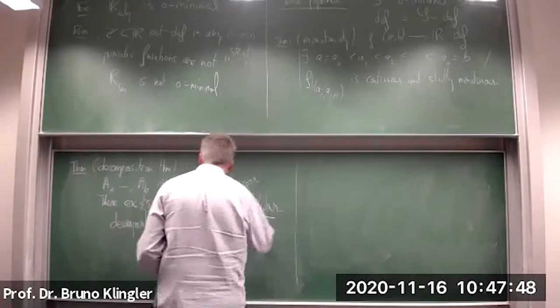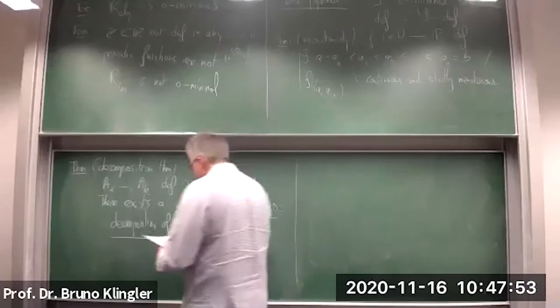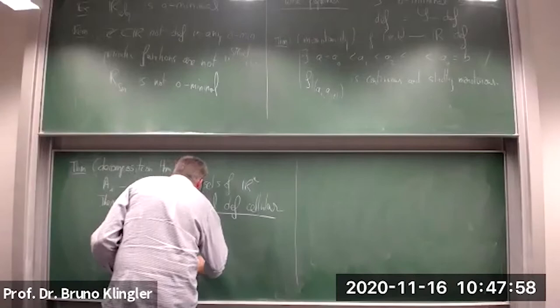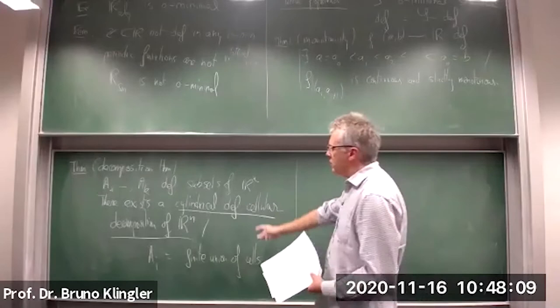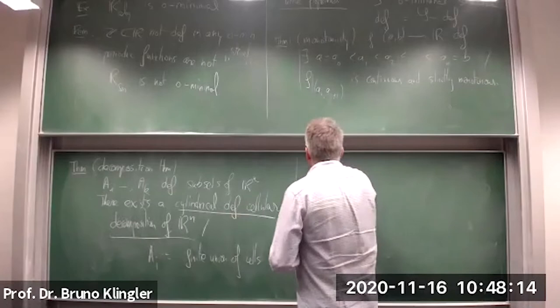So this is the nicest possible decomposition of Rn into cells, I will come back to that, such that each Ai is a finite union of cells. Now, to understand the meaning of the theorem, I have to describe what those cellular decompositions are. So for n equal to 1, the CD of R is just as before.